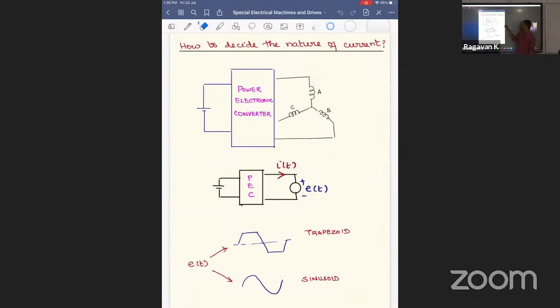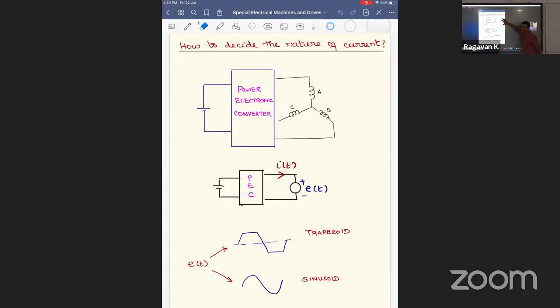Now there are two popular machines. Although we can make the machine have any back EMF, what is commonly used is two machines. One has a trapezoidal back EMF, and the other has a sinusoidal back EMF. We can go for any other wave shape also, but these are widely used: trapezoidal back EMF and sinusoidal back EMF.